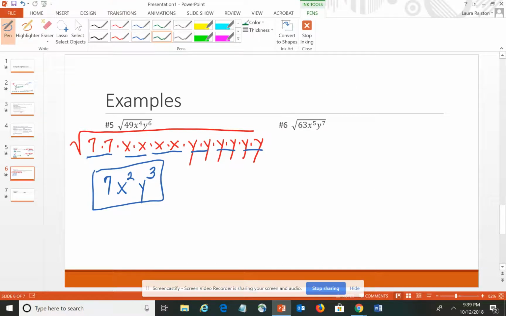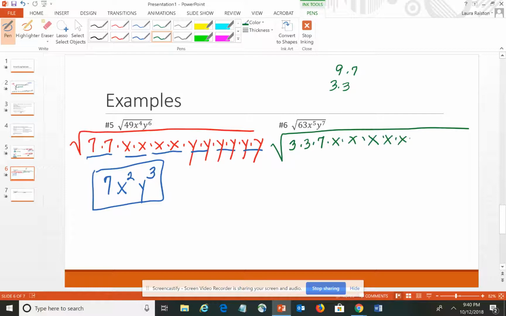Square root of 63, x to the 5th, y to the 7th. Again, if we think about breaking this down as much as we can, 63 is 9 times 7, and 9 is 3 times 3. So I have 3 times 3 times 7. Then I have 5 x's and 7 y's. Okay, had to squeeze them in there. Now, again, because we have a square root, we're looking for sets of 2.